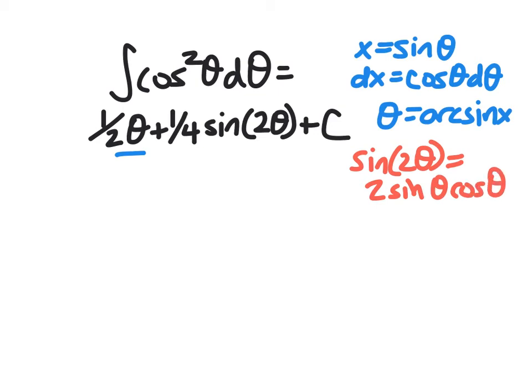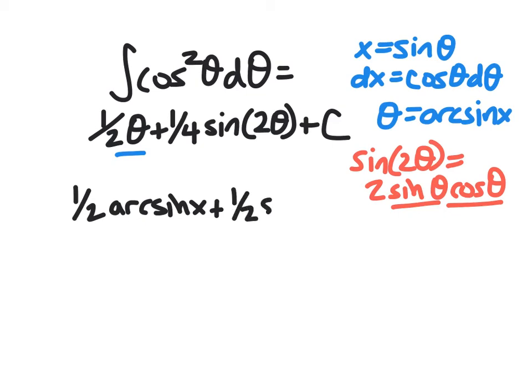So this is nice because suddenly we are down into just single thetas. We don't have to worry about the 2 anymore. So I'm going to rewrite this. So this part's good, right? So this is 1/2 arcsine of x. And then what do we have here? So 1/4 times 2, well, that's 1/2. And then I just get sine theta cosine theta plus c.